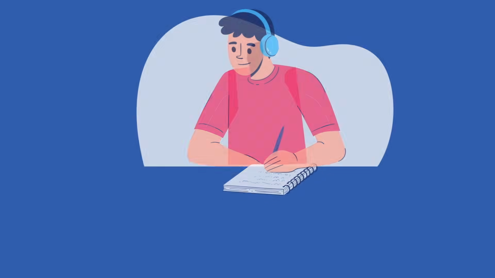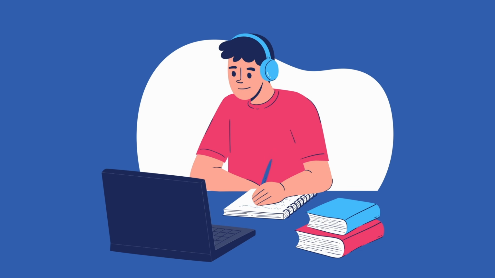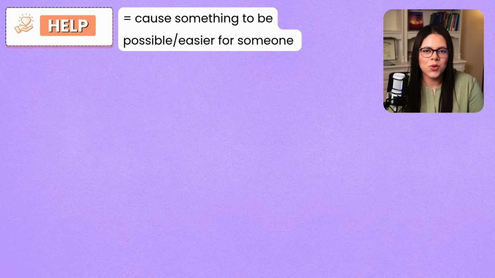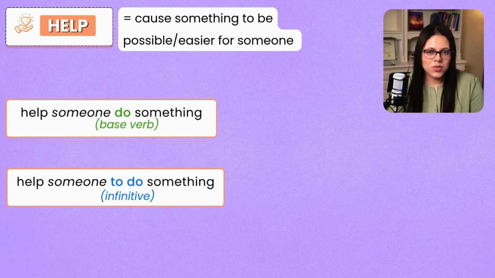I know this was a lot of information, but you don't need to memorize all of this today. Right now, I just want you to understand that this concept exists. If you keep listening and reading, you will see this structure again and again, and soon you'll become more comfortable using the passive causative in your own sentences. We use help when we cause something to be possible or easier for someone to do. And this one is flexible because you can help someone do something or help someone to do something.